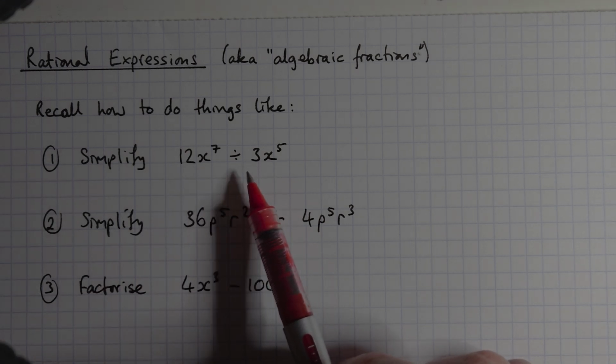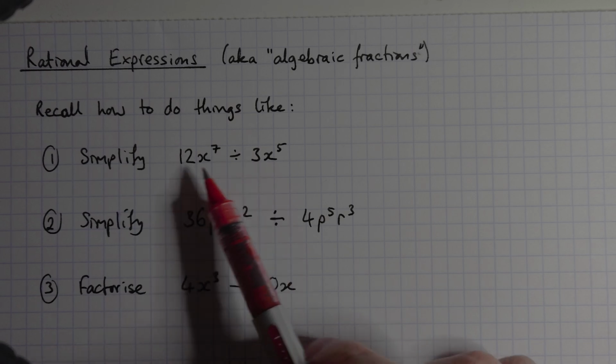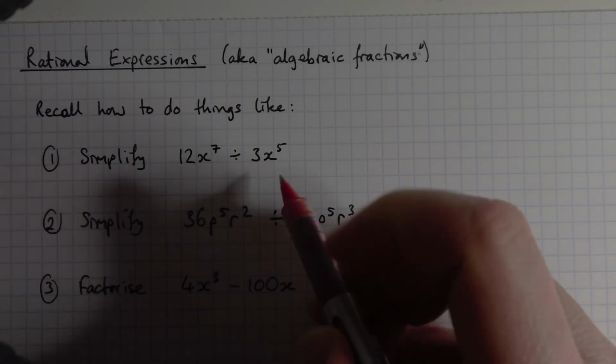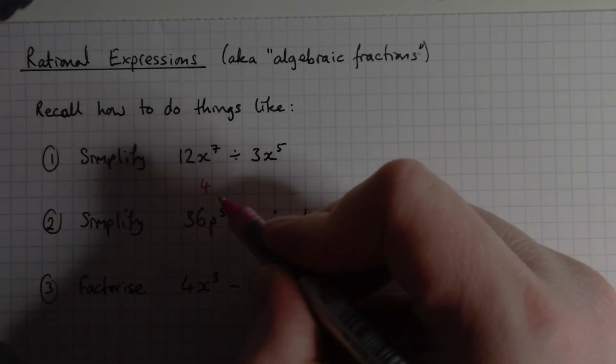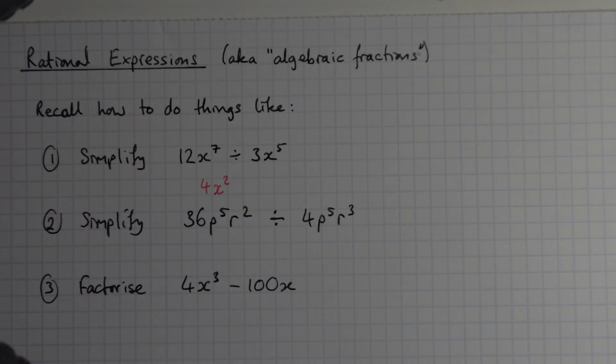Laws of indices, right? So I need to divide the numbers but subtract the powers. So 12 divided by 3 is 4, and then when you subtract the powers, 7 take 5 is 2. So 4x squared is the answer to that one.